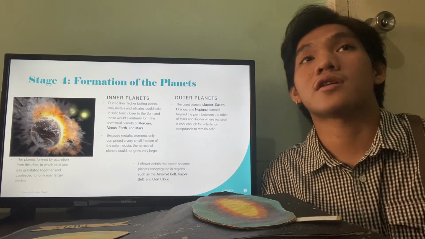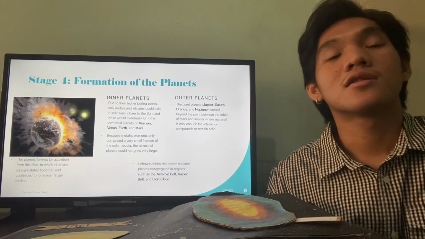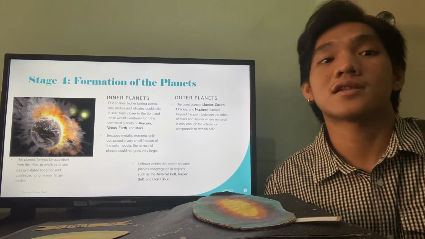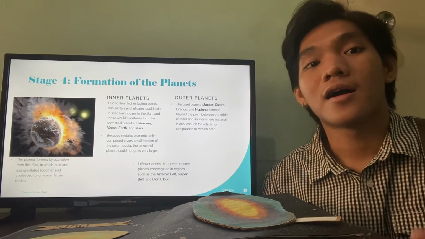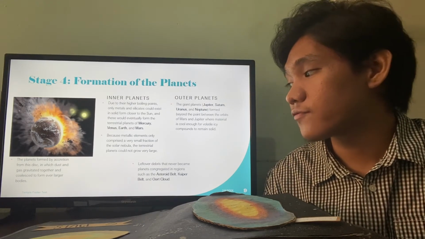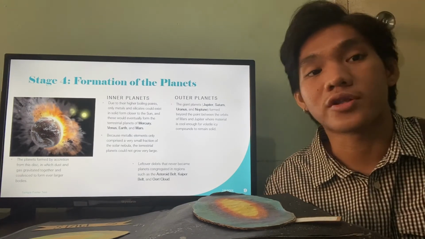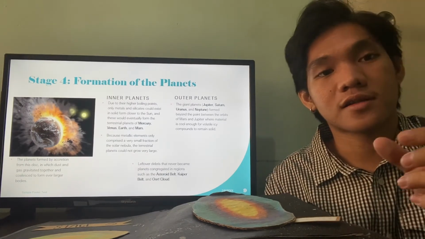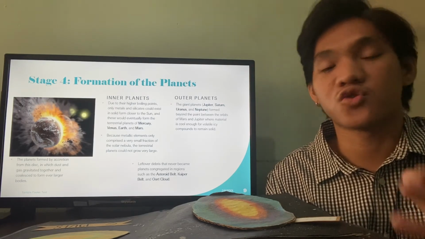Aside from these inner and outer planets, there are also dwarf planets like Ceres and Pluto, which was a former planet. We also have the leftover debris. Some asteroids and dust will not become a planet. Instead, they will form the asteroid belt, Kuiper belt, and the Oort cloud. The asteroid belt is located in between the orbits of Mars and Jupiter.